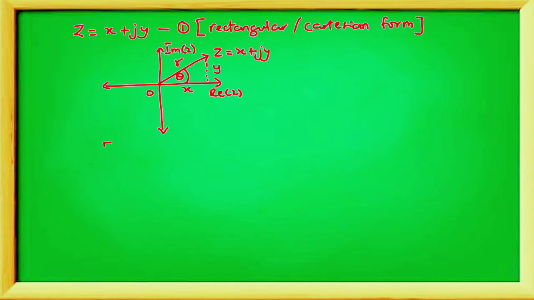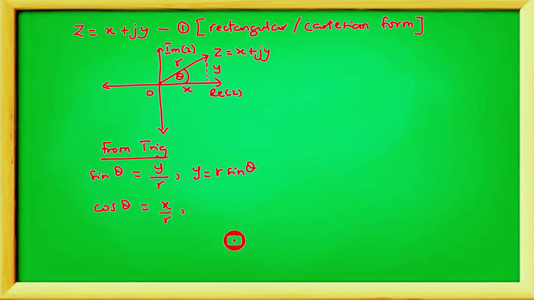Now let's focus on this triangle. From trigonometry, we know that sine theta is equal to opposite over hypotenuse. So opposite to the angle theta, we have y, so that is y over the hypotenuse r. So we can say that y is equal to r sine theta. We have cos theta also to be adjacent over hypotenuse, so that is x over r. In that case, we have x to be equal to r cos theta.